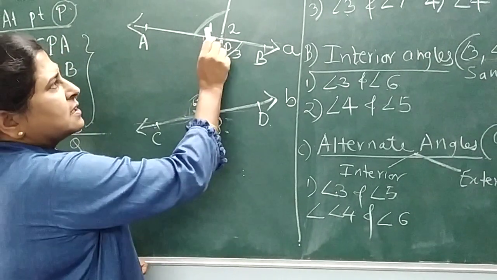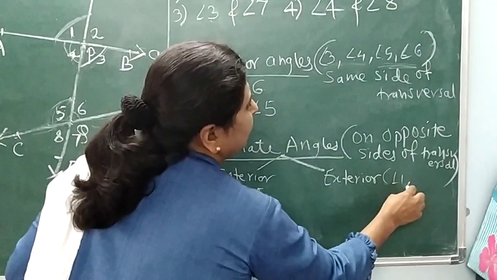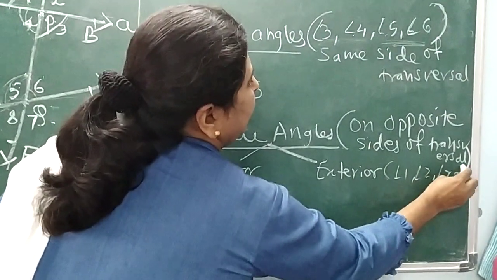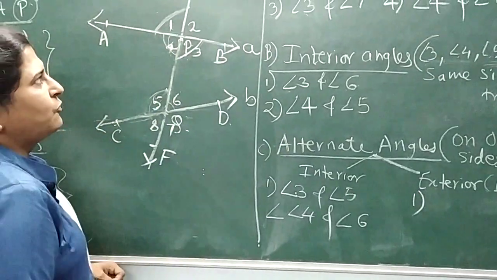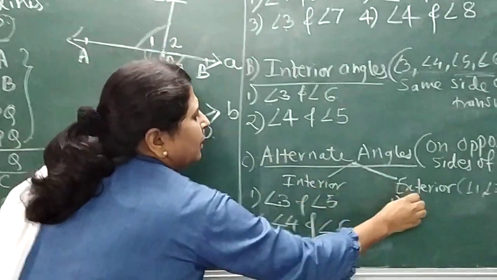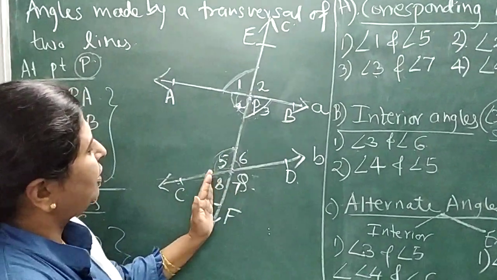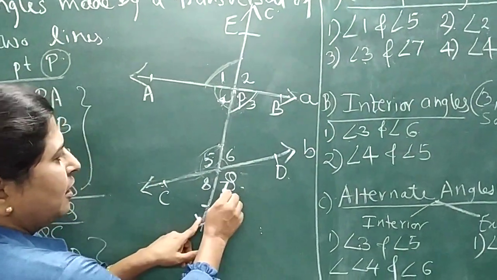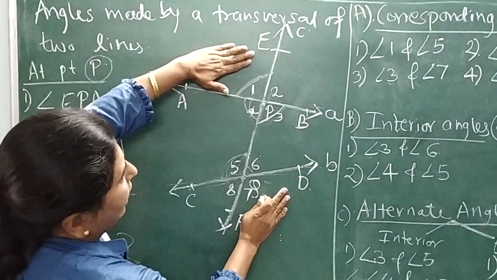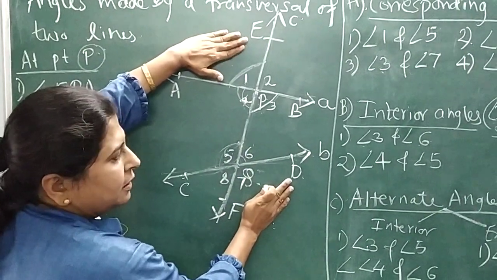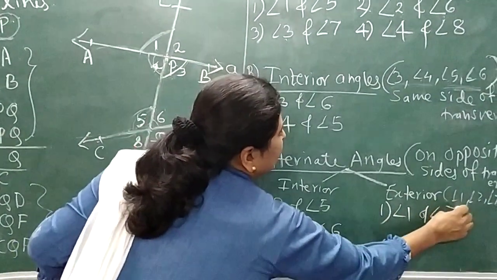Now the exterior angles are angle 1, 2, 7, 8. So these are the remaining angles. Angle 1, 2, angle 7 and angle 8. Here, how can we get 2 pairs from these 4? If you are taking angle number 1, angle number 1 is on the left of the transversal. So at point Q we want the angle on the right side. That is angle number 7. So angle 1 and angle 7, these 2 angles are alternate angles, but they are exterior. So the alternate exterior angle first pair is angle 1 and angle 7.